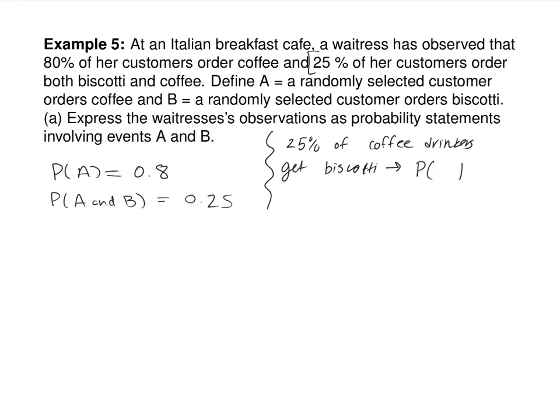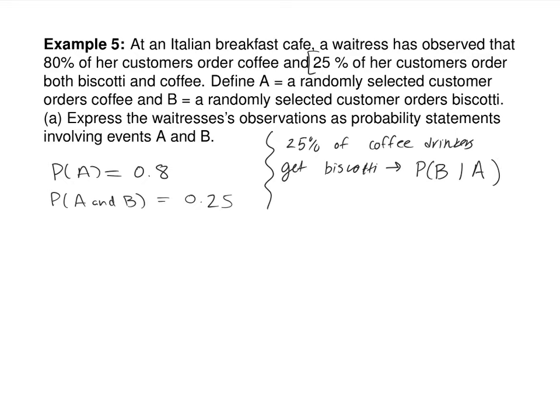are you given the coffee drinking or are you given the biscotti getting? What do you know about the people? You know that they order coffee, right? That's the thing you're given. So you know coffee. So it's probability of biscotti happening, knowing their coffee behavior. That's what that translates into. And you can see that that is definitely tricky, right?